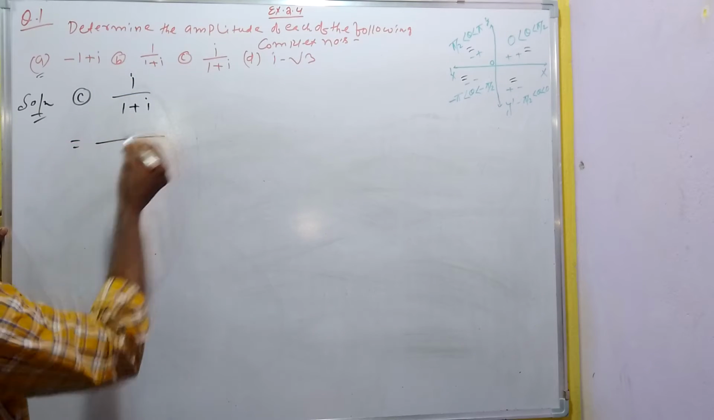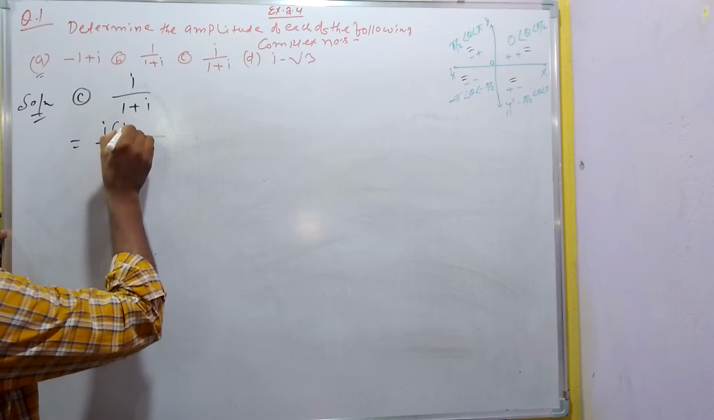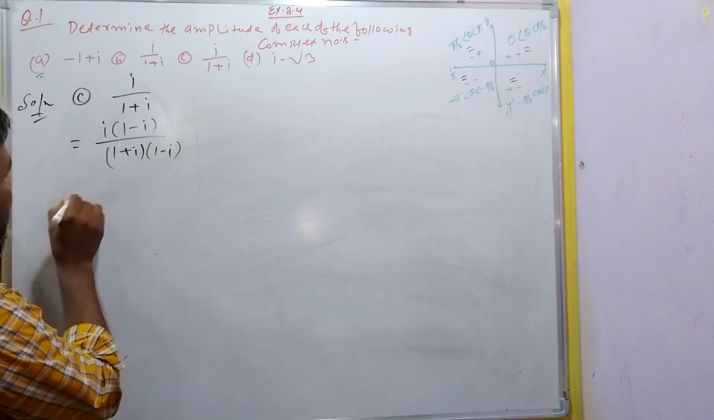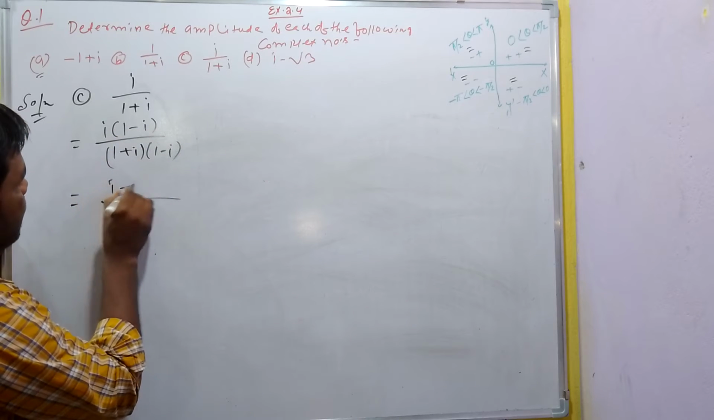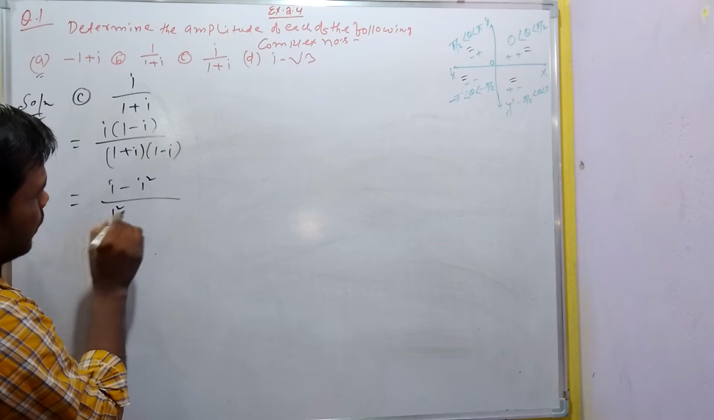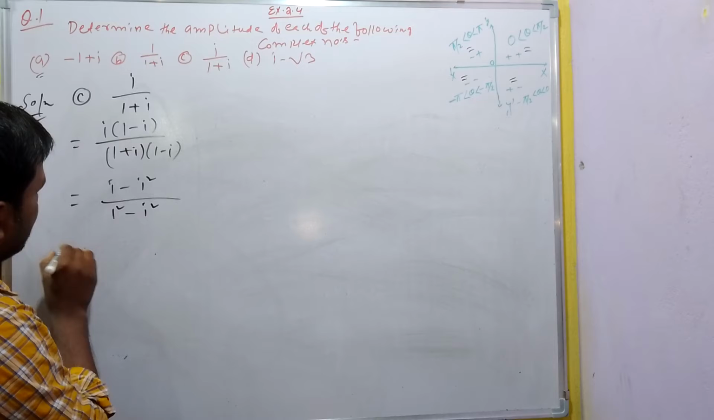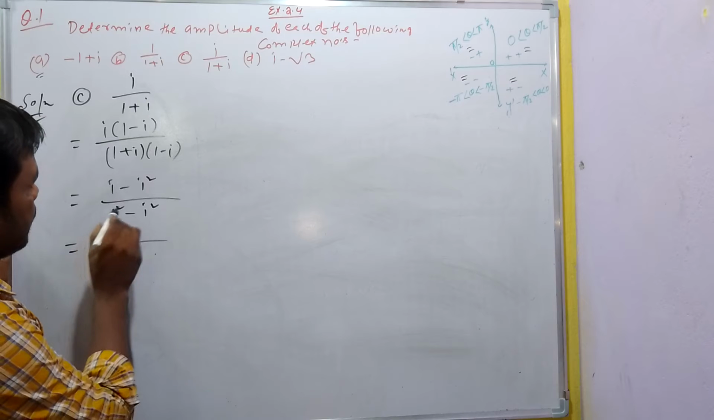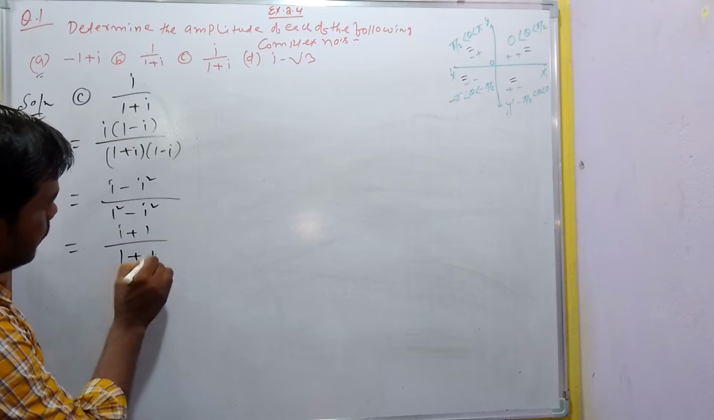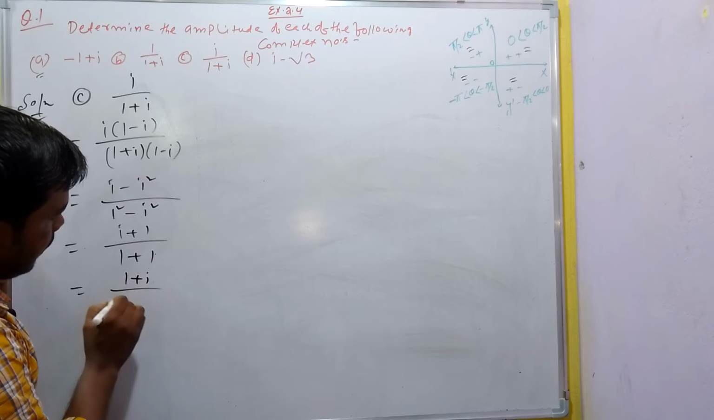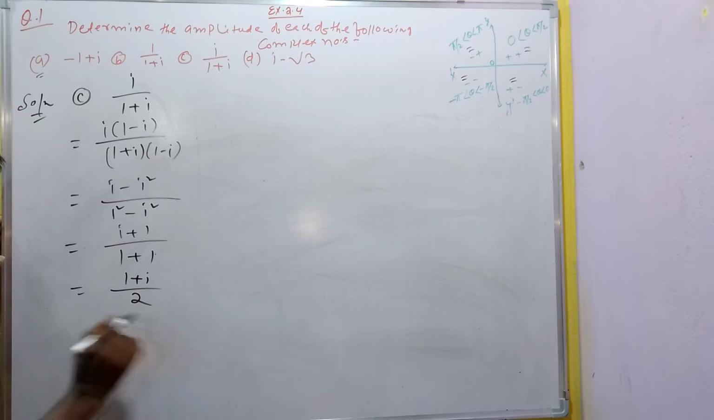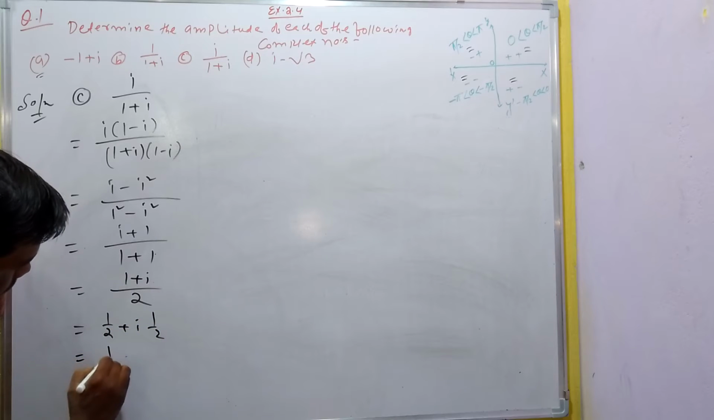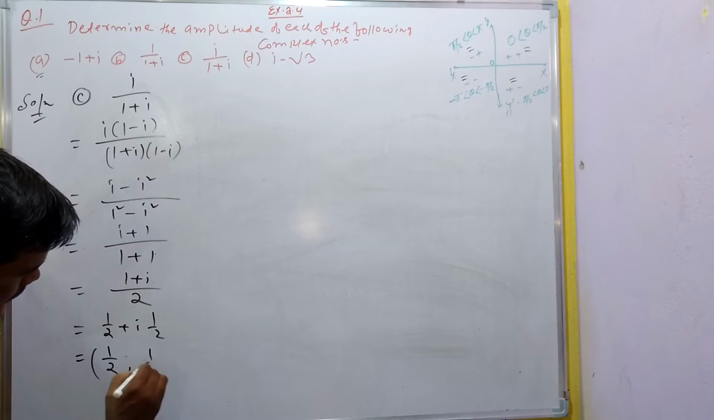Now you do rationalize. So i of 1 minus i by 1 plus i into 1 minus i. Multiply these two, so i minus i square. So you have to write denominator 1 square minus i square. So you can see here a plus b into a minus b, so you can write a square minus b square. So i plus 1, 1 plus 1, so you have to write 1 plus i, then denominator becomes 2. Now you have to write 1 by 2 plus i of 1 by 2, so 1 by 2 comma 1 by 2.